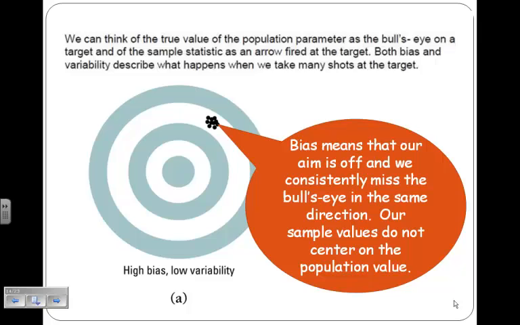Bias, we've talked about bias in previous chapters, but I'll just remind you. Bias means that our aim is off and we consistently miss the bullseye in the same direction. So you can see that they are very consistent. They're hitting the same spot, it's just nowhere near the bullseye. So it's like their sights are off, right? They're consistently being pulled in one direction. So what you have is a high bias and a low variability in this case.